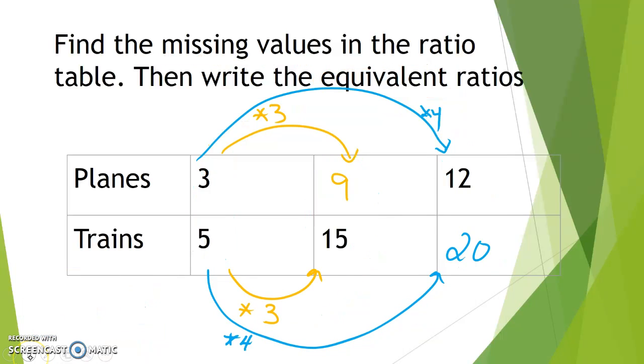So let's go ahead and do the same ones here. We have 3 to 5, 9 to 15, and 12 to 20. And those are our 3 equivalent ratios.